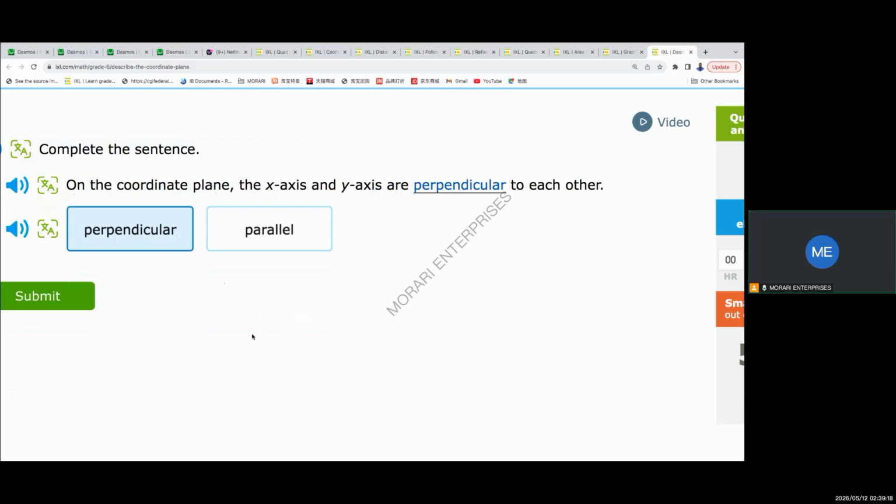Perpendicular means, what is the meaning of perpendicular again? Now, it's about lines. If you've learned your lines, perpendicular is a word that shows that lines meet at 90 degrees. So if one line is going like this, the other line is crossing like a cross.